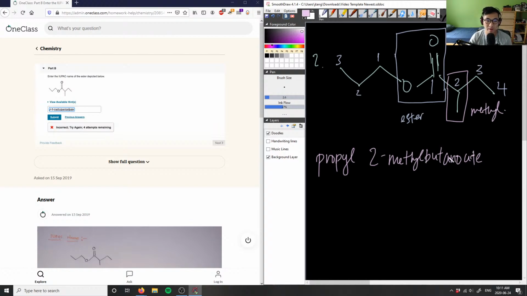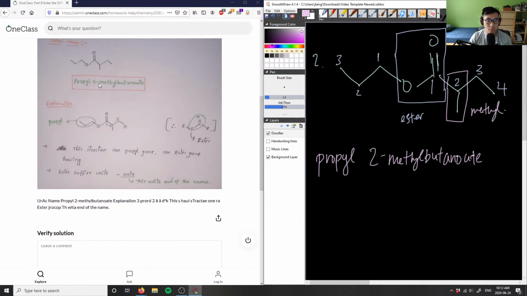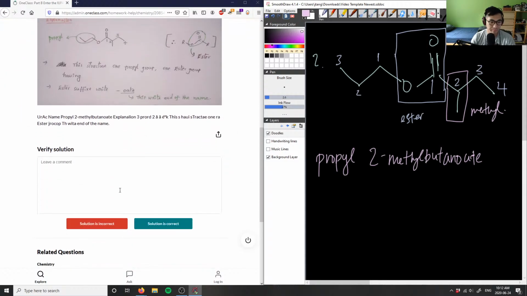And this here is our IUPAC name for this answer here. And as you can see, they wrote 5-methyl, so they probably started from this other side here. So this is the IUPAC name for the ester depicted. And as you can see, this is propyl 2-methylbutanoate, which is also the correct answer. So the solution is correct.